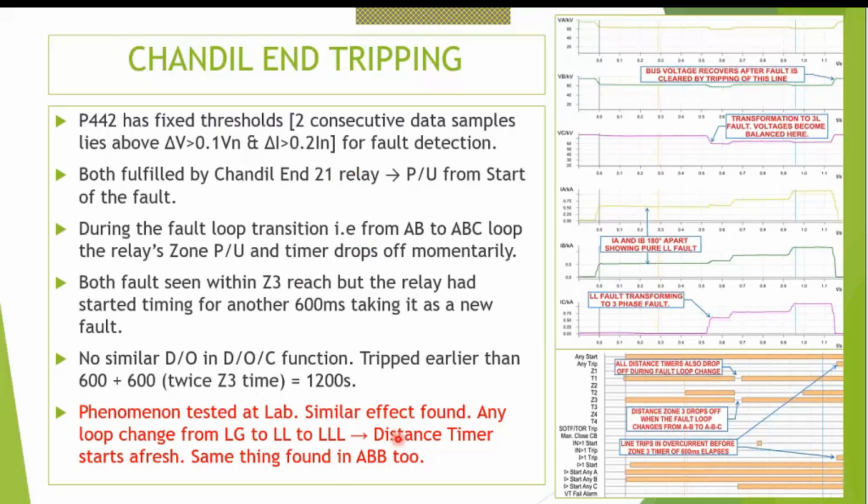These relays do not think that a fault started in A and if it goes to AB, then again the timer starts. There are settings in the relay which can control this thing. In the Siemens relay we have settings where, in a loop change, the timer will not retime. The timer will continue.